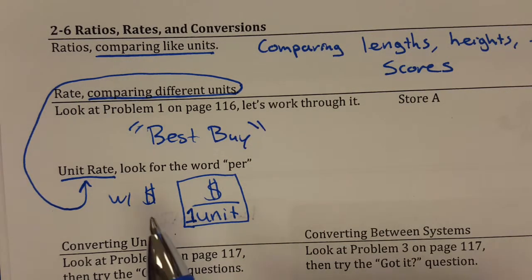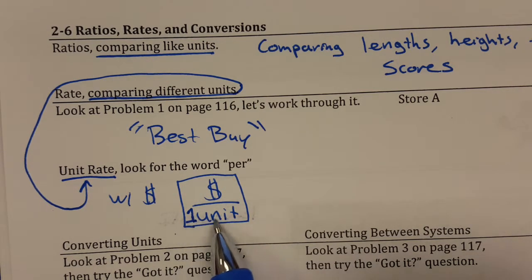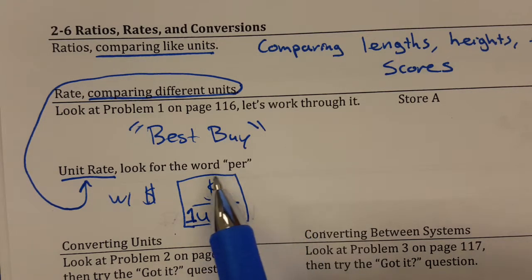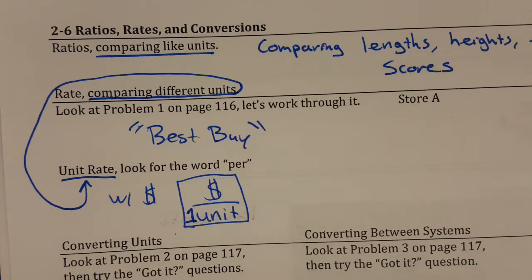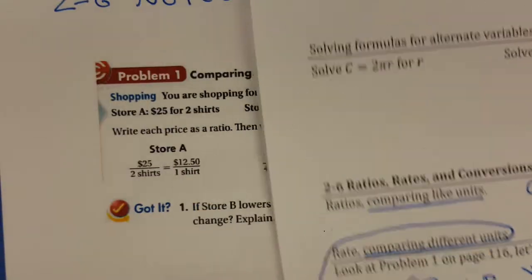To find the unit rate, especially with money, usually you take the money and divide by the units, because your goal is to get the word per, the dollars per 1 unit. By the way, the word per usually means divide in most situations. So they're going to give you some money, they're going to give you some units, but you want to find the dollars per 1 unit. That way you can compare the prices. So let's go ahead and do number 1 on page 116.